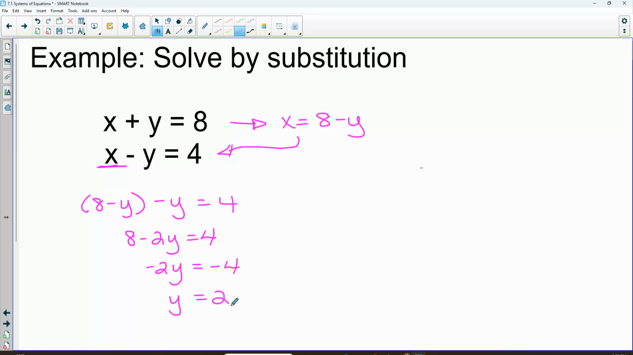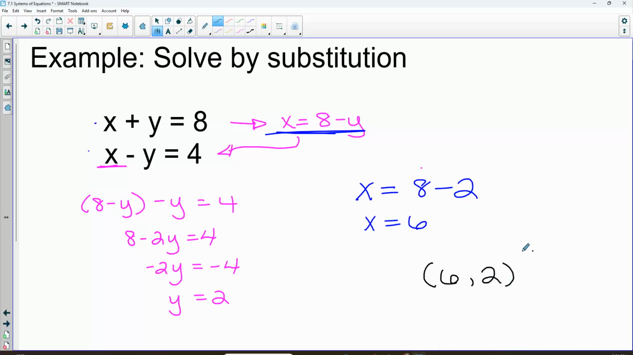All right, once I have my y, how do I get my x? Substitute. You can put it back into one of the original, or honestly, this is probably the easiest place. We already know x is 8 minus y, and if y is 2, then x is 6. Final answer, how do we write it? Ordered pair. X comma y, 6 comma 2. All right, is this jogging your memory? We've seen it before. Okay, remember, you can always check these. 6 plus 2 is 8, 6 minus 2 is 4. So I know I've done it correctly.